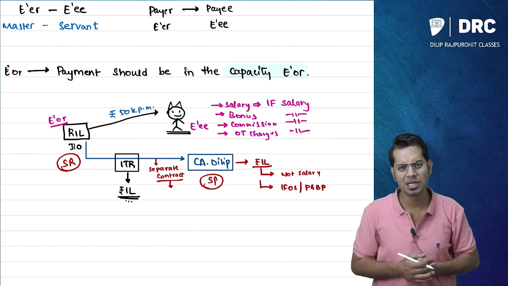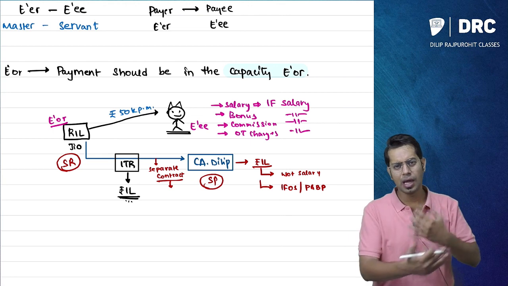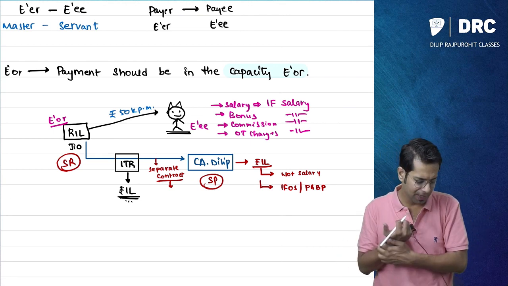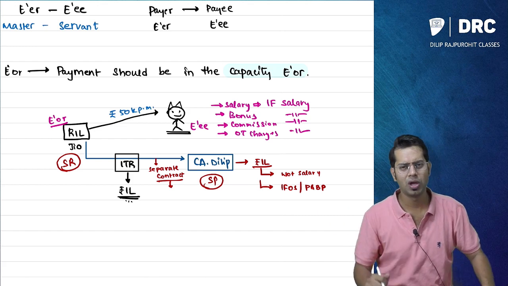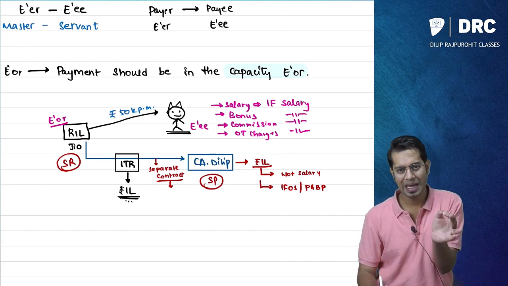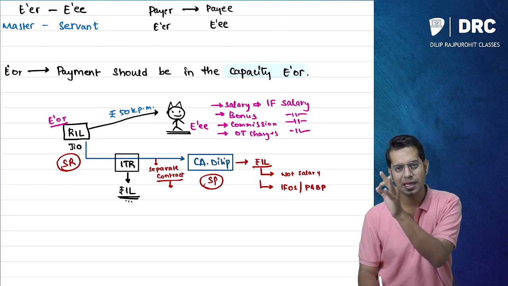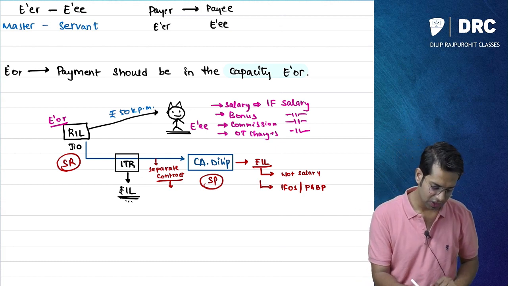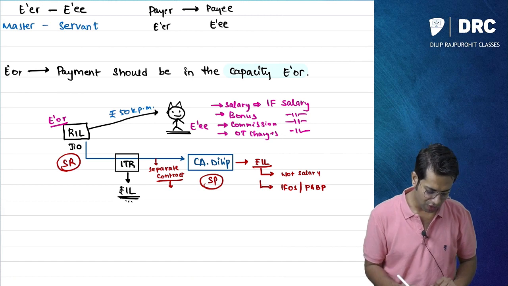I am filing income tax returns for many people. So whatever amount they are paying me, they are paying me in the capacity of service recipient. Therefore, here there is no employer-employee relationship. So the amount paid by Reliance Industries to me for filing their income tax return is not taxable under the head salary. I hope you have understood the reason.